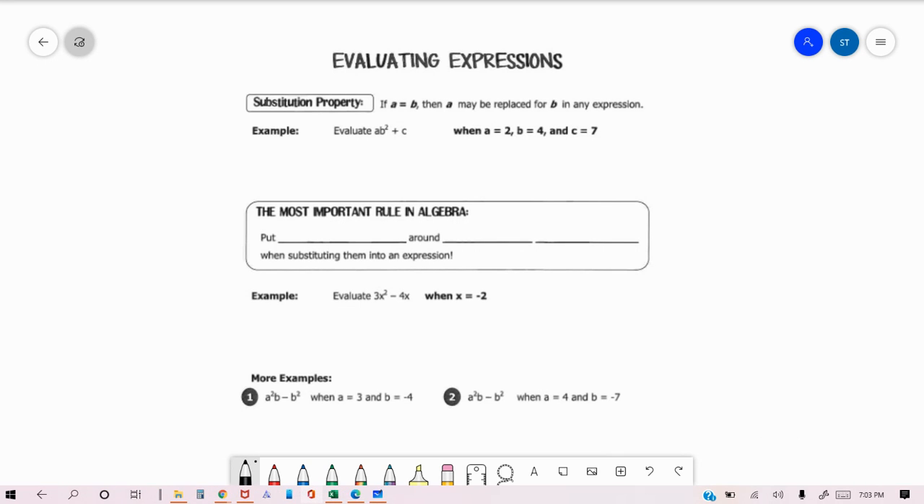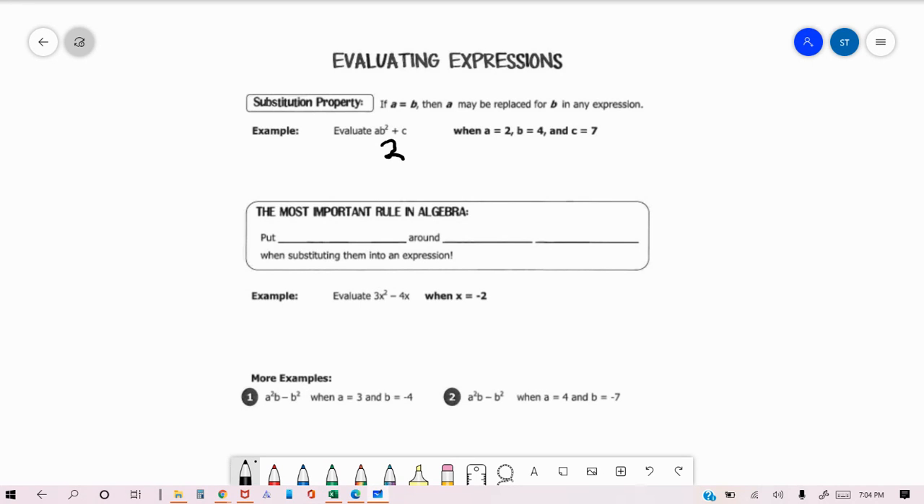All right, so evaluating expressions. We have an example of a substitution property. If A equals B, then A may be replaced for B in any expression. So to evaluate AB squared plus C, A is 2, B is 4, and C is 7. It will look something like this.